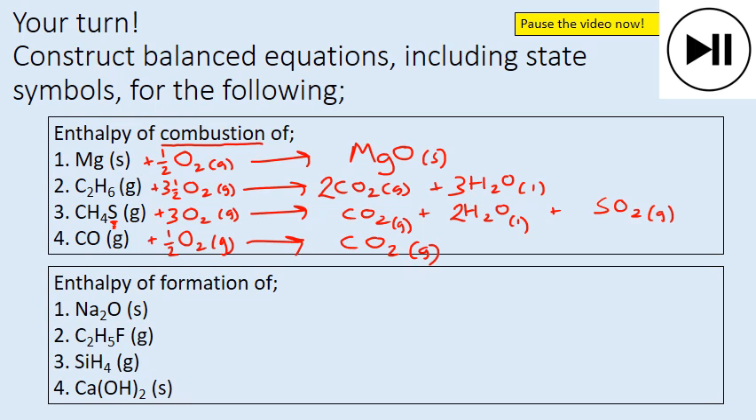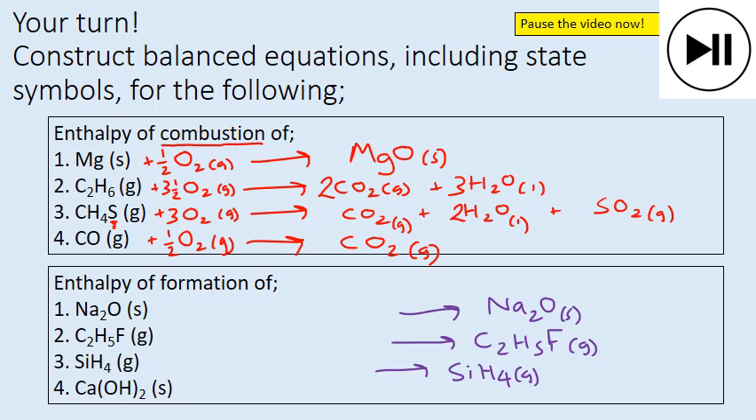Right, for the last 4 then, I'm looking at the enthalpy of formation. So this time, my product is going to be the substance that I'm forming. So Na2O on the right, and then C2H5F gas on the right, SiH4 gas, and finally Ca(OH)2 solid. Now I have to form it from its elements.